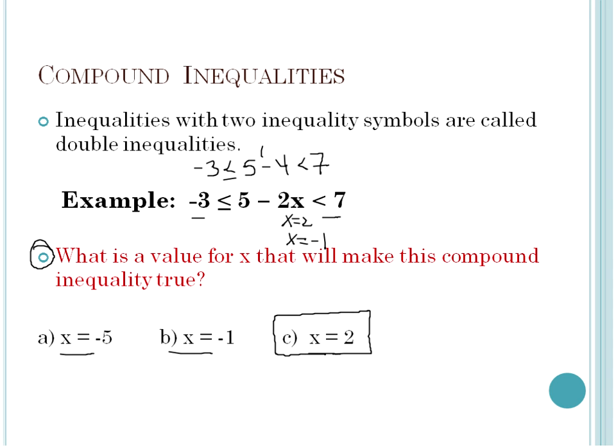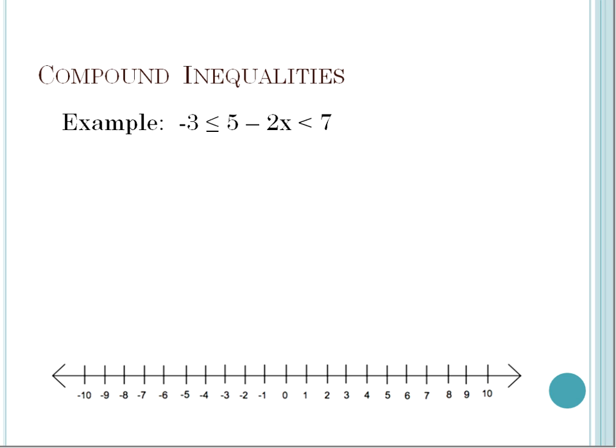So now, to approach solving these types of inequalities, you're treating them as two separate inequalities. I'm going to look at 5 minus 2x is less than 7. And at the same time, I'm looking at my second inequality, -3 is less than 5 minus 2x. And I'm just solving them simultaneously. So what I do to one, I'm doing to all three.